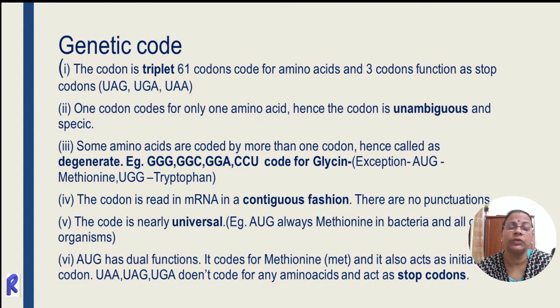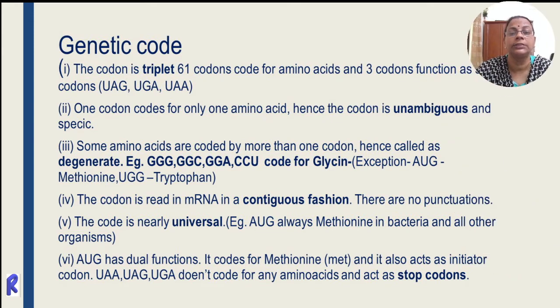The second feature is that each codon codes for only one amino acid. Each triplet will code for only one amino acid. For example, UUU codes for phenylalanine, and that codon is unambiguous. Unambiguous means there is no double meaning. UUU always means phenylalanine. GGG always means glycine. It is not that in one organism UUU is phenylalanine and in another it is not. In all organisms, the meaning of UUU is always phenylalanine.